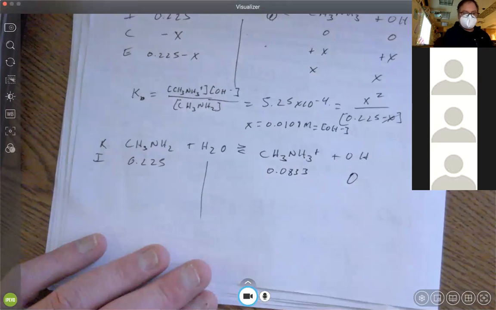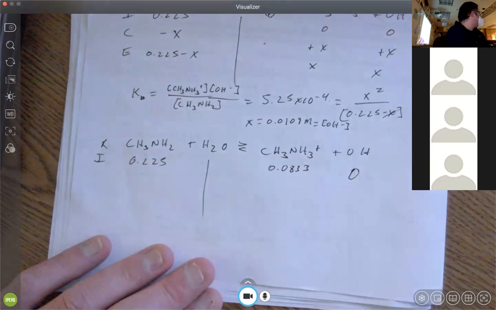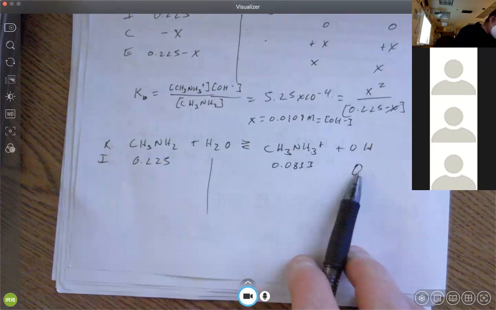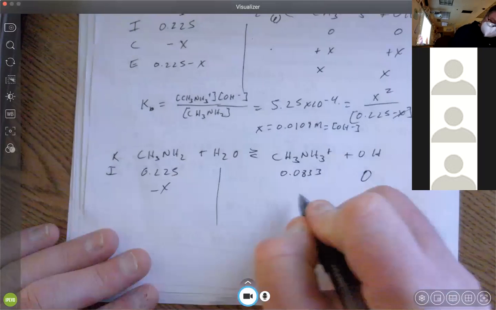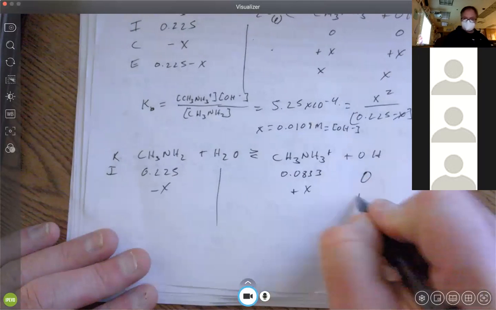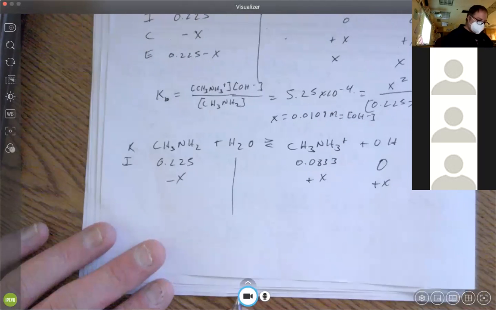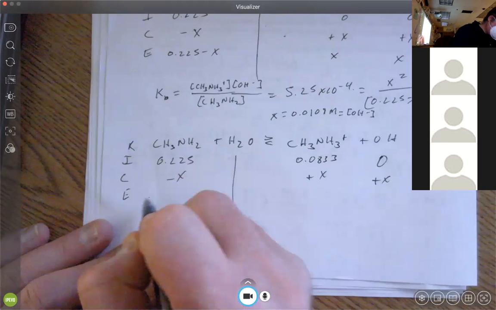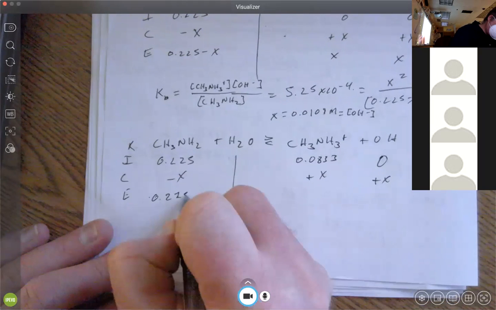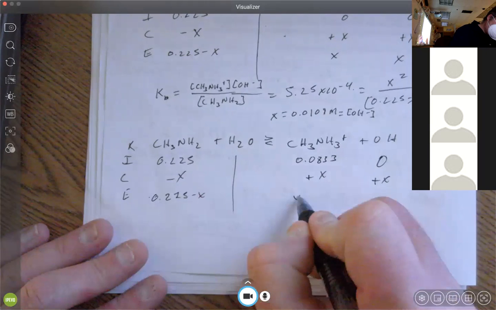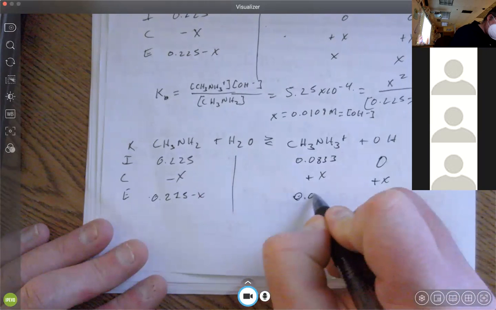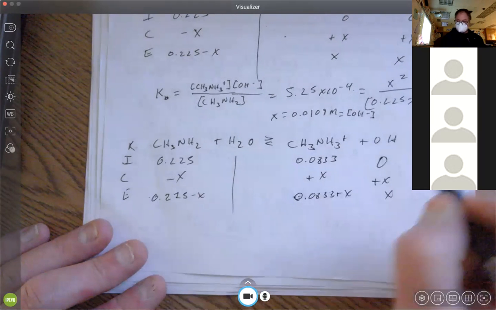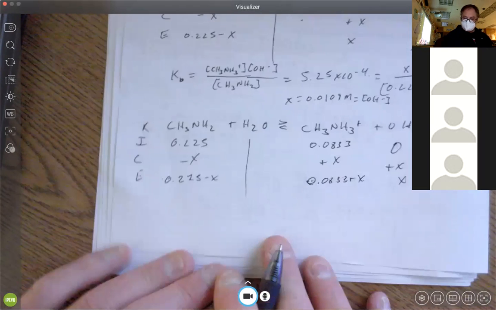So which way is our reaction? Moving forward or reverse? Forward to make that hydroxide. So again, we are going to have minus x here. We're going to have plus x here and plus x here. So this will again be, is their change, here's our equilibrium. 0.225 minus x, 0.0833 plus x, and x. Questions there?